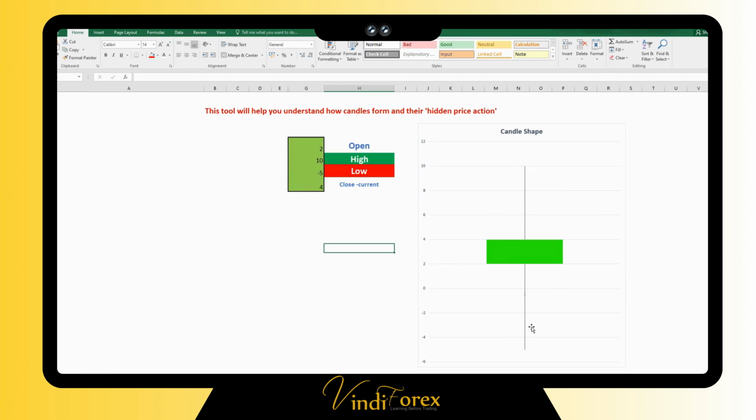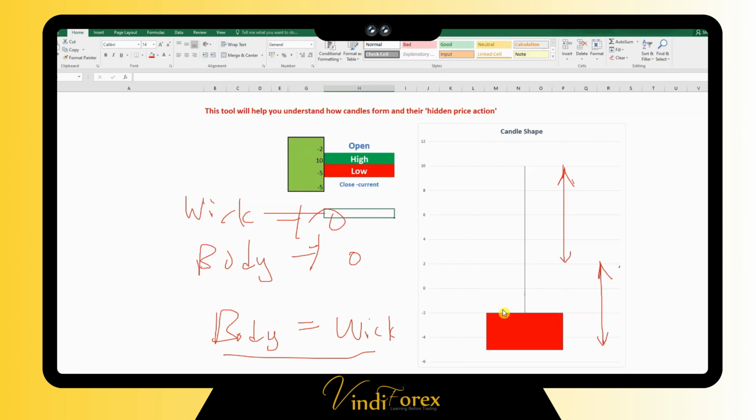Unless, and stay with me, unless we had a -2 here as open. See this? Now it changes the whole formula. The wick is not zero. The body is not zero, right? But the body is not equal to the wick. So this is a clear signal. The body is not equal to the wick. This is a clear signal for me. It's a clear sell signal.